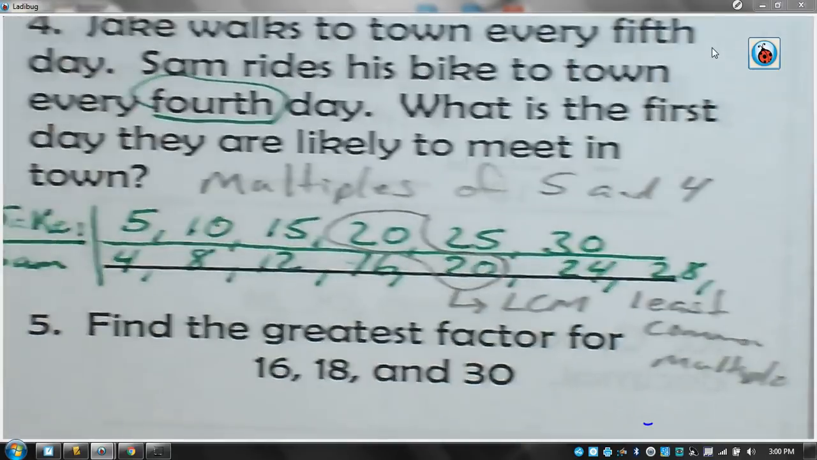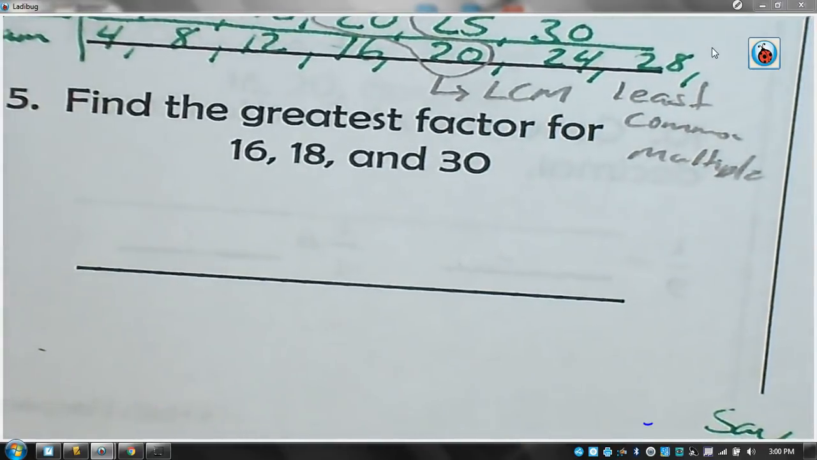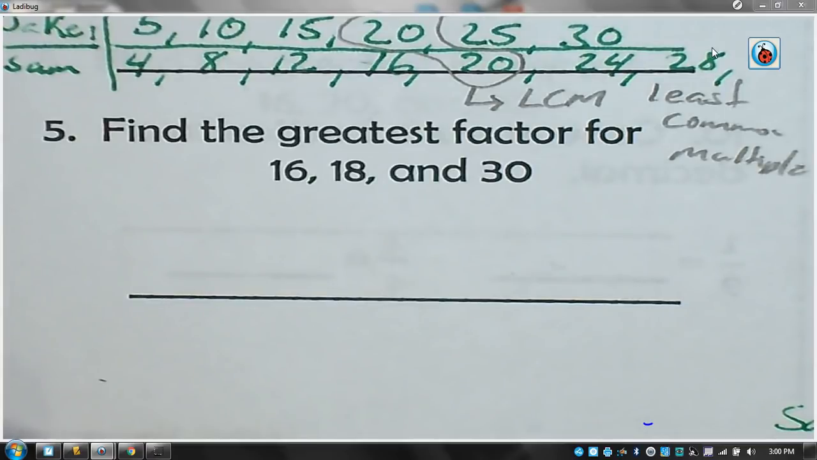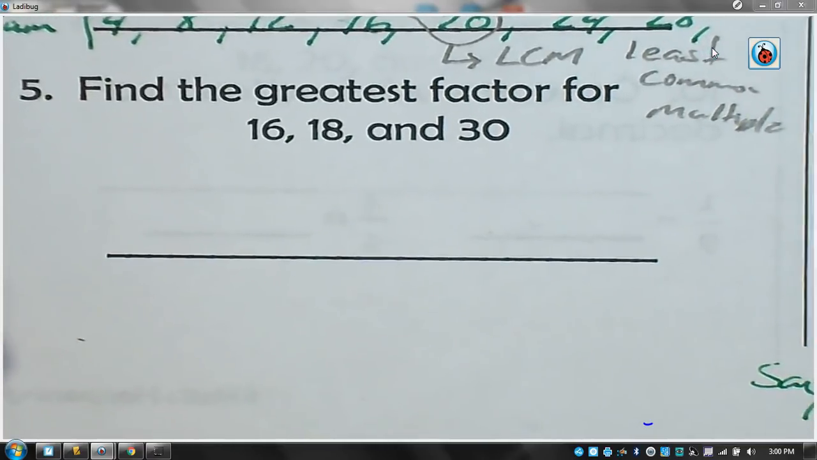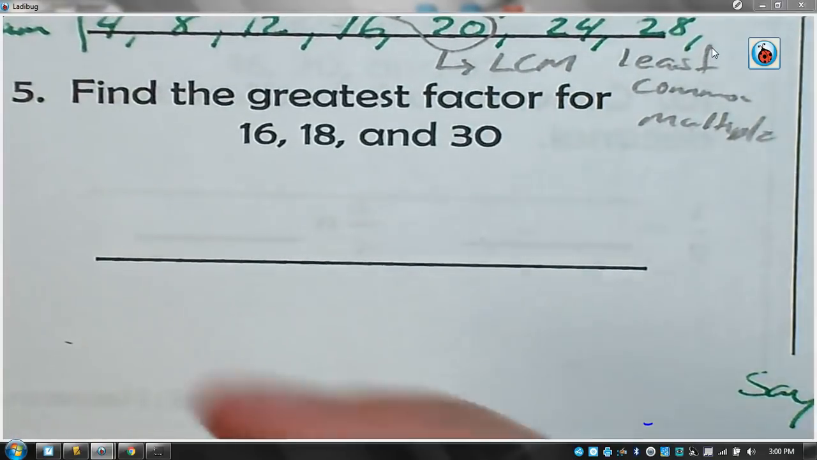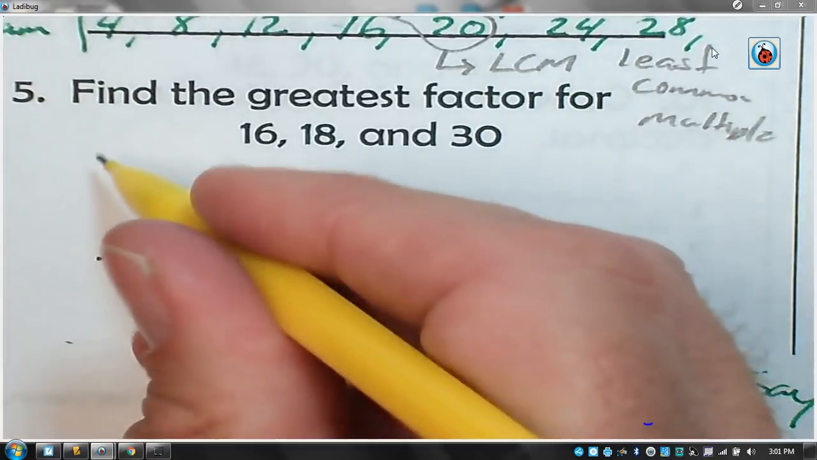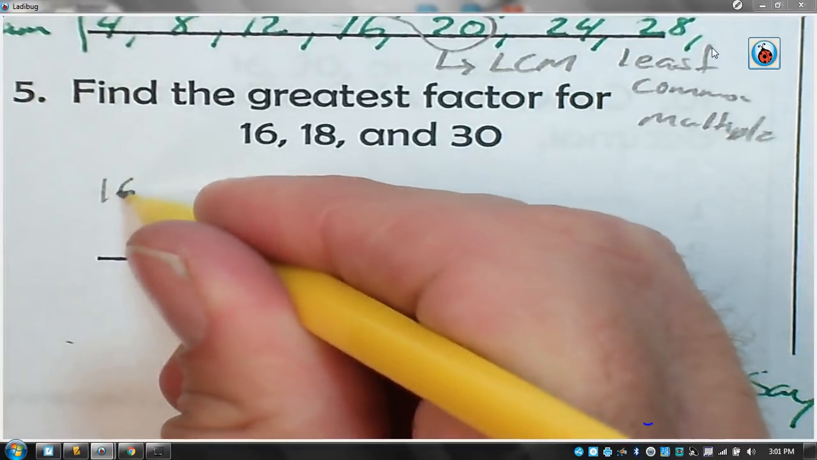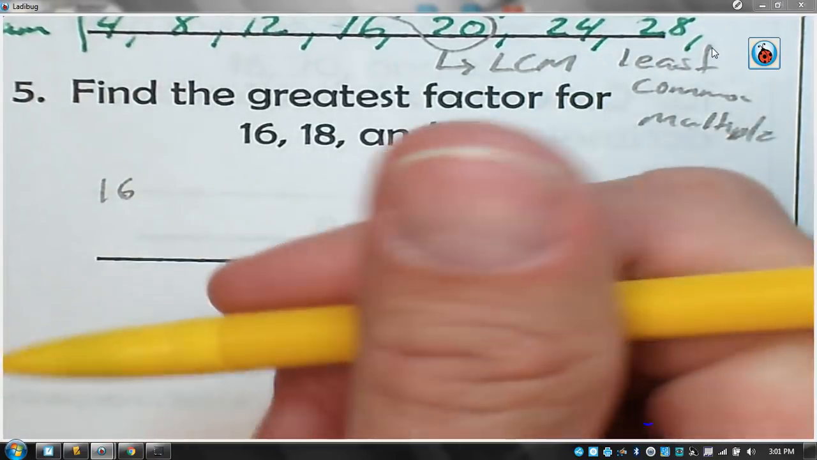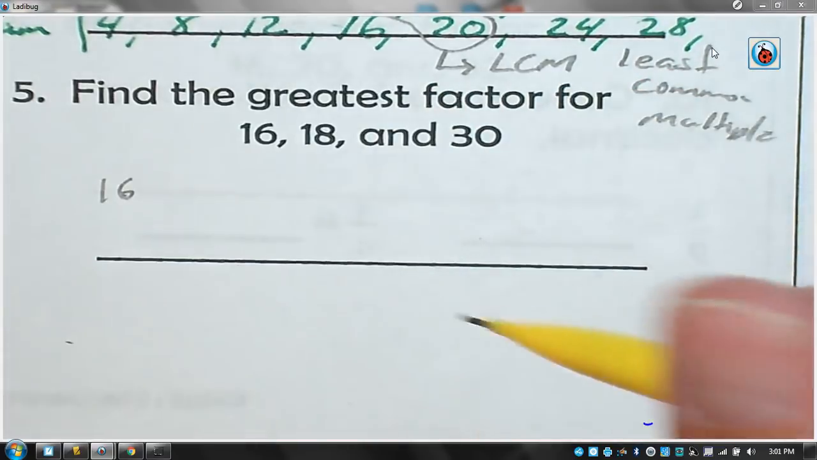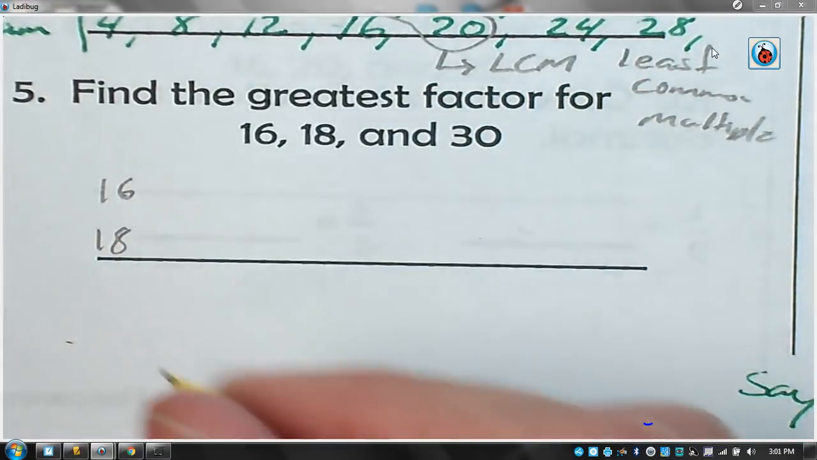Number 5. Here we go. It says, find the greatest common factor for 16, 18, and 30. And we've been kind of playing with factors a little bit in class. So I'm just going to write out my numbers. Let's do 16, 18, and then we have a 30.